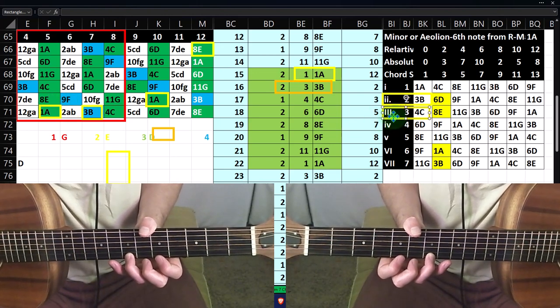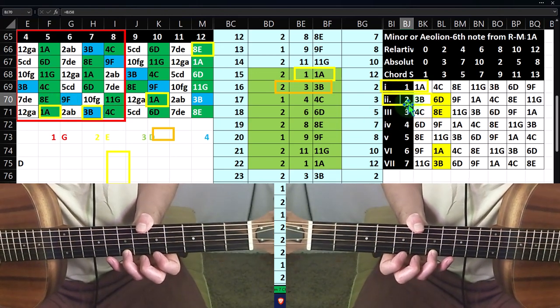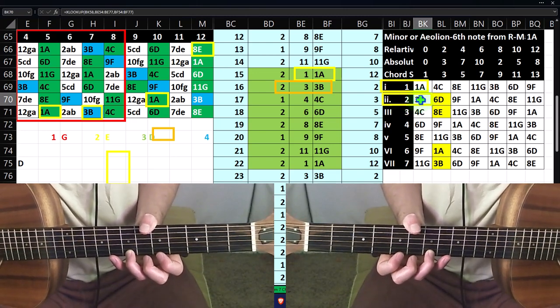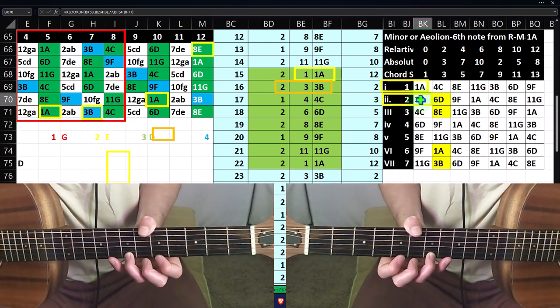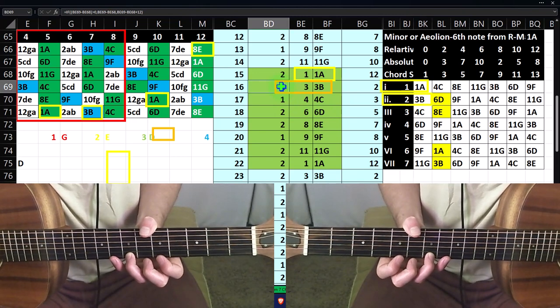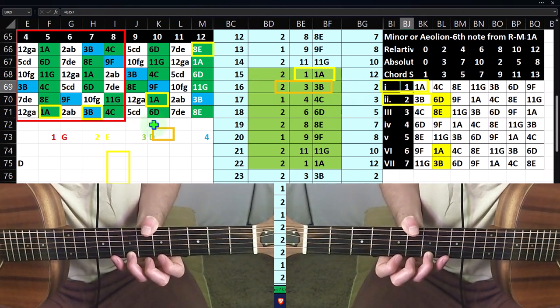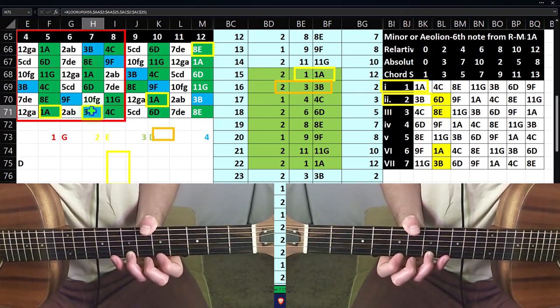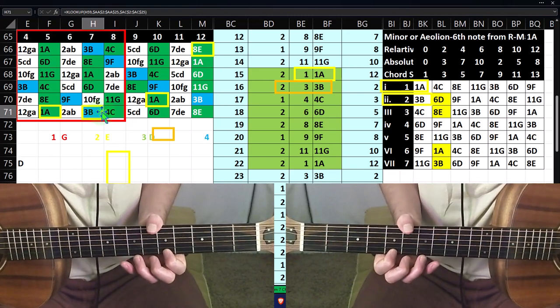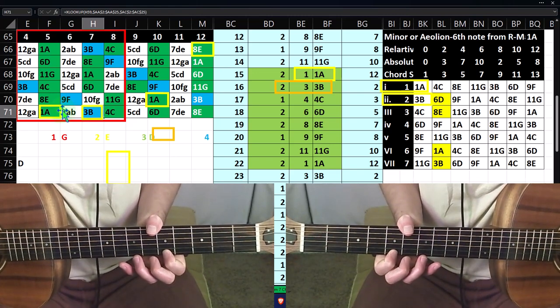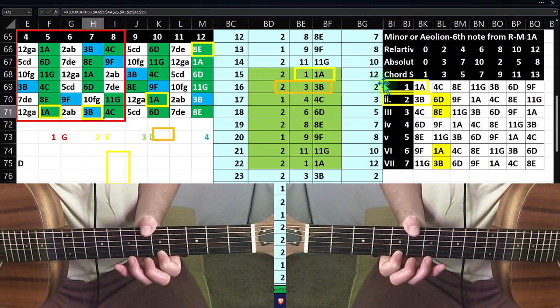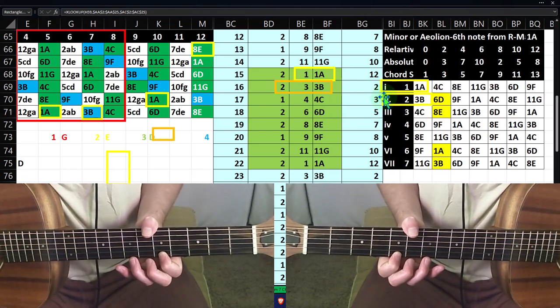And so now we're going to go from relative position 2 of A minor, which is note 3 or a B, back a whole step to relative position 1, which would be 3 or B minus 2 notes, bringing you to 3 minus 2 or an A. So here's your A, and then again, you can go around the horn from 1.